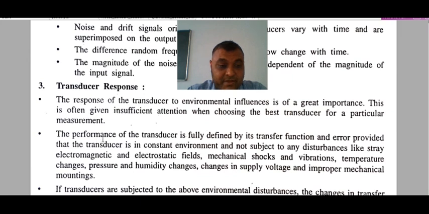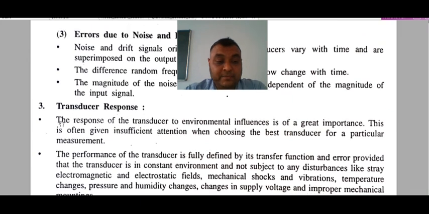Now, transducer response. The response of the transducer to environmental influences is of great importance. This is often given insufficient attention when choosing the best transducer for a particular measurement.